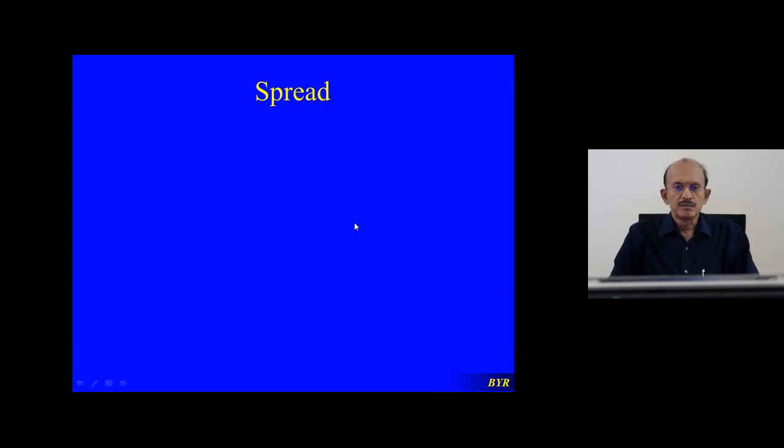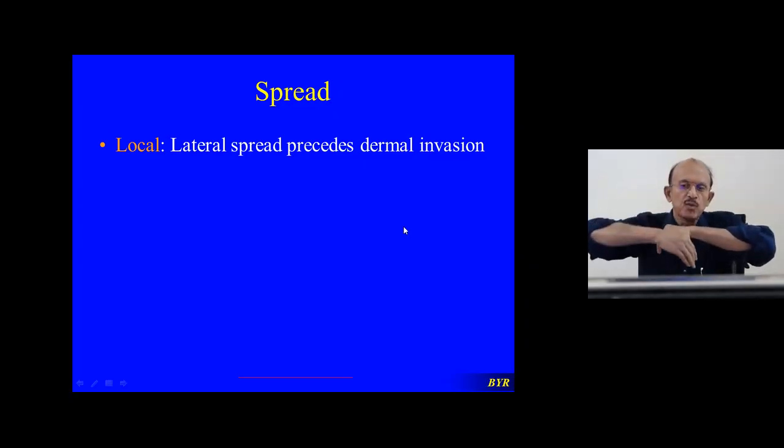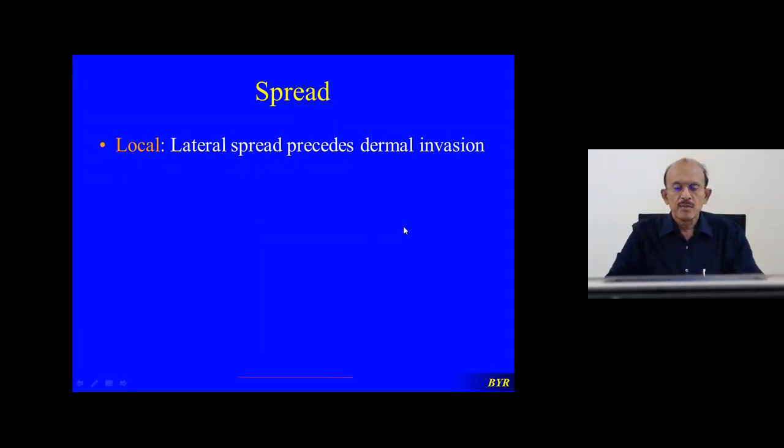Spread of melanoma. Lateral spread precedes dermal invasion. Lateral spread means if the lesion is spreading like this, horizontally, it is lateral spread or horizontal spread. Vertical spread means spread into the depth-wise. It starts from the basal cell layer, then it goes into the dermis, then it goes into the subcutaneous tissues, then it goes into the fascia, muscle, and bone. That is vertical spread. So lateral spread means only on the sides. So lateral spread precedes dermal invasion.